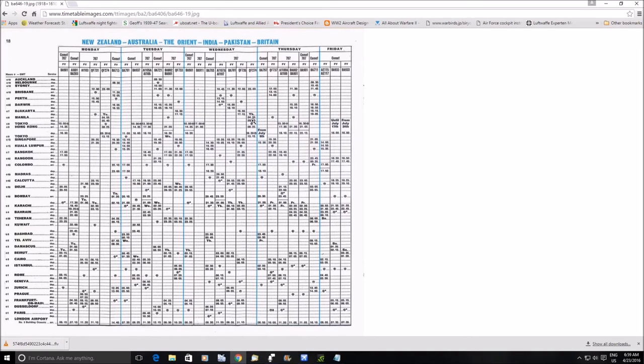So I found a timetable here. I'm gonna fly the whole route just for the hell of it. So we're going to start on the Tuesday here. So yeah, that was in February of 1965. So just a few months later, I think in October or November, BOAC finally retired their Comets.